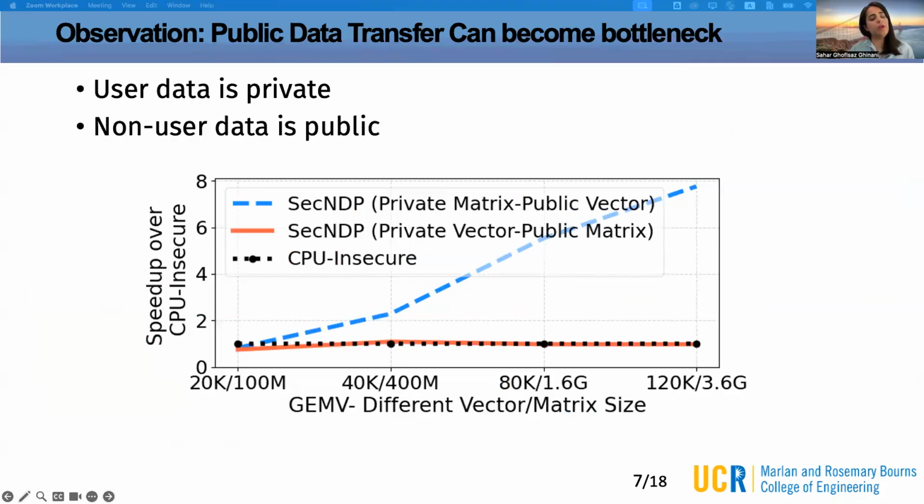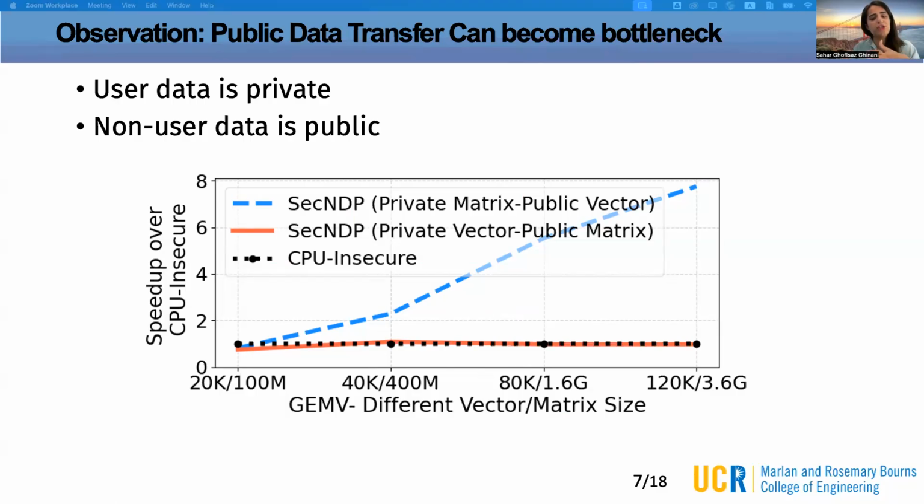So, to further elaborate the first issue, let's consider the GEMV kernel, in which we have a matrix and a vector as inputs. This figure presents the speedup of SecureDP, our prior work, compared to an insecure CPU implementation. This blue line here is when the matrix is private and the vector is public, and the red line is when the vector is private and the matrix is public.